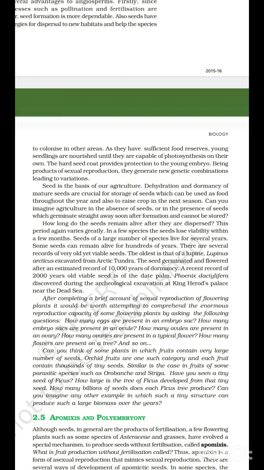Being products of sexual reproduction, they generate new genetic combinations leading to variation. Seed is the basis of agriculture. Dehydration and dormancy of matured seeds are crucial for storage of seed and can be used as food throughout the year and also to raise the crop in the next season.